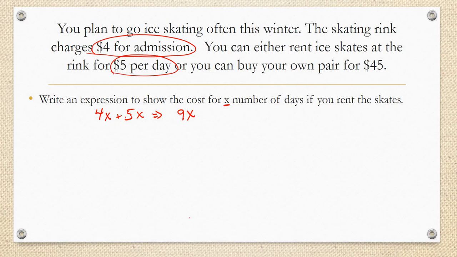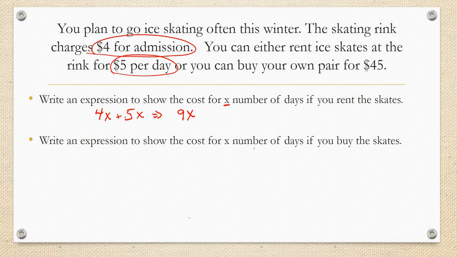If I'm renting the skates every time I go to skate, it's going to cost me $9 per day times the number of days. Now let's write an expression to show the cost for x number of days if you buy the skates. Well, if I buy the skates, I'm spending $45. But added to that, I only need to pay $4 each day. So that's my expression if I buy the skates.